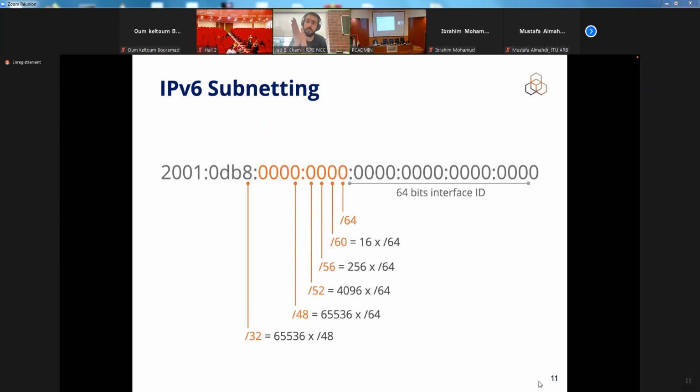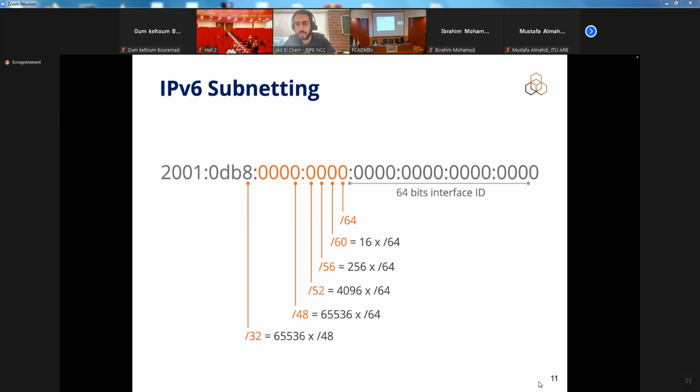So the 4-bit boundary means that if you're going to do subnetting, always follow the hexadecimal digits. So move 1 hexadecimal back. Don't move 1 bit back, move 4 bits back, which is the same as saying move 1 hexadecimal digit. Why? Because if you have a /60, you'll have 16 /64s.